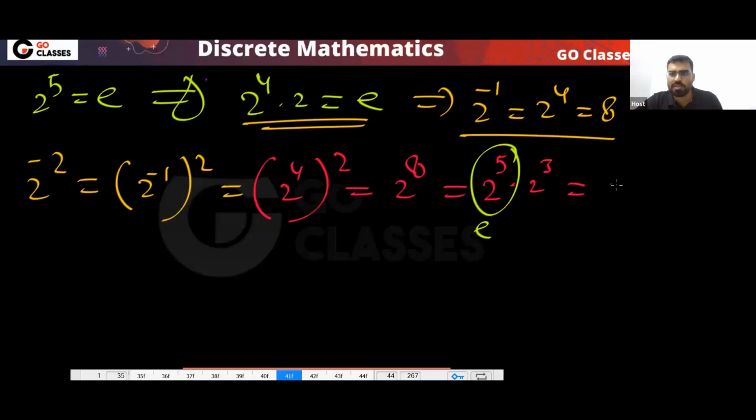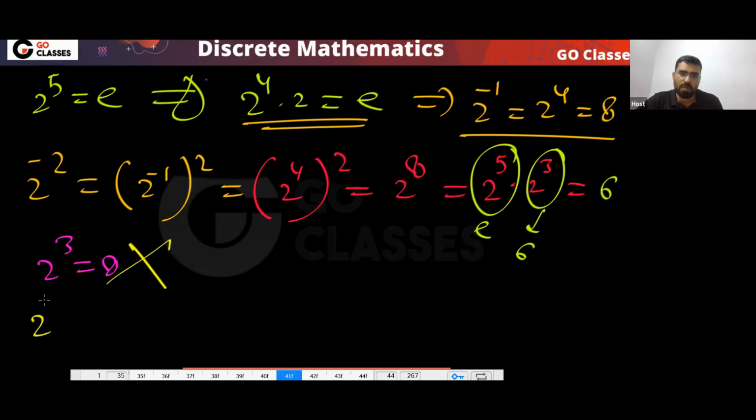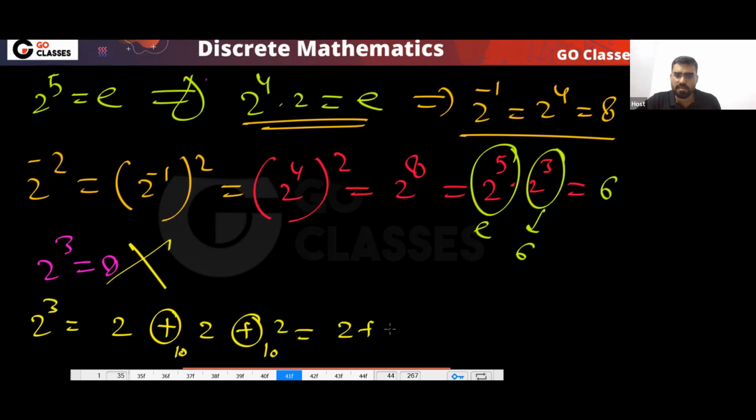Sorry, 2 power 3 is actually 6. Actually, see what mistake I did. What will be 2 power 3? The operation is modulo 10. So that will be 2 plus 2 mod 10, so that will be 6. Don't make this mistake. 2 power 3 is not 8, 2 power 3 is 6. This is a very common mistake, let me tell you.